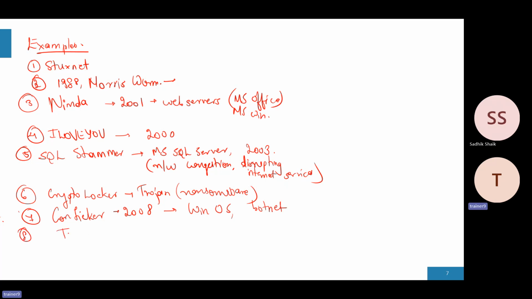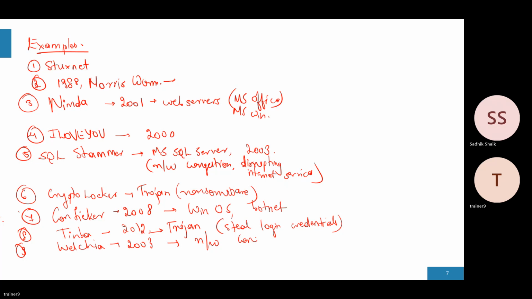Then Tinba, somewhere around 2012. This was again a Trojan, primarily targeting a lot of financial institutions. It was trying to steal login credentials and banking information. Then the other one was Welchia, back in 2003, a worm that exploited a vulnerability in the systems and created a lot of network congestion. So that was another thing that happened.